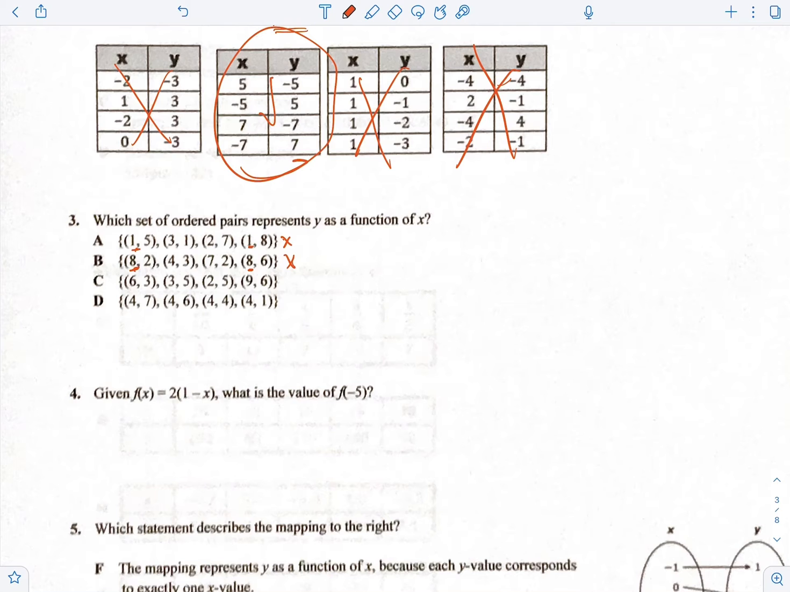In part C, nothing is repeating. I think that's it. And in D, the 4's repeat, so that's not it. My answer is C here.